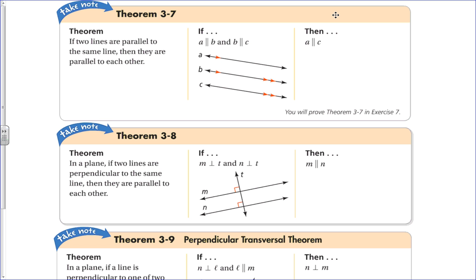3-3, parallel and perpendicular lines. Alright, so Theorem 3-7: if two lines are parallel to the same line, then they are parallel to each other.